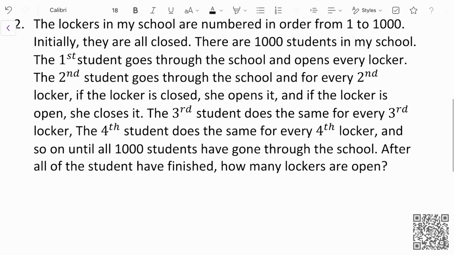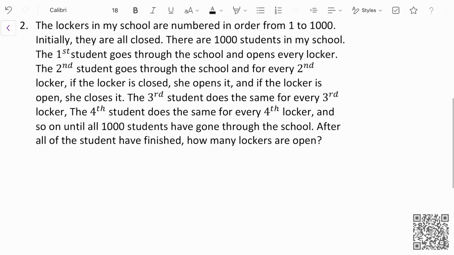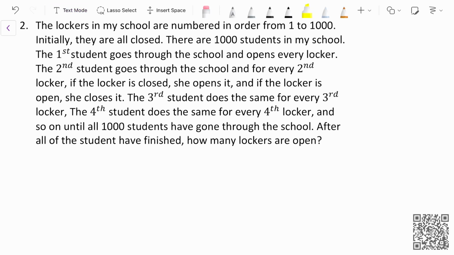Moving on to problem number 2. The lockers in my school are numbered in order from 1 to 1,000. Initially, they are all closed. There are 1,000 students in my school. The first student goes through the school and opens every locker. The second student goes through the school, and for every second locker, if the locker is closed, she opens it. If the locker is open, she closes it. The third student does the same for every third locker, the fourth does the same for every fourth locker, and so on until all 1,000 students have gone through the school. After all the students have finished, how many lockers are open?